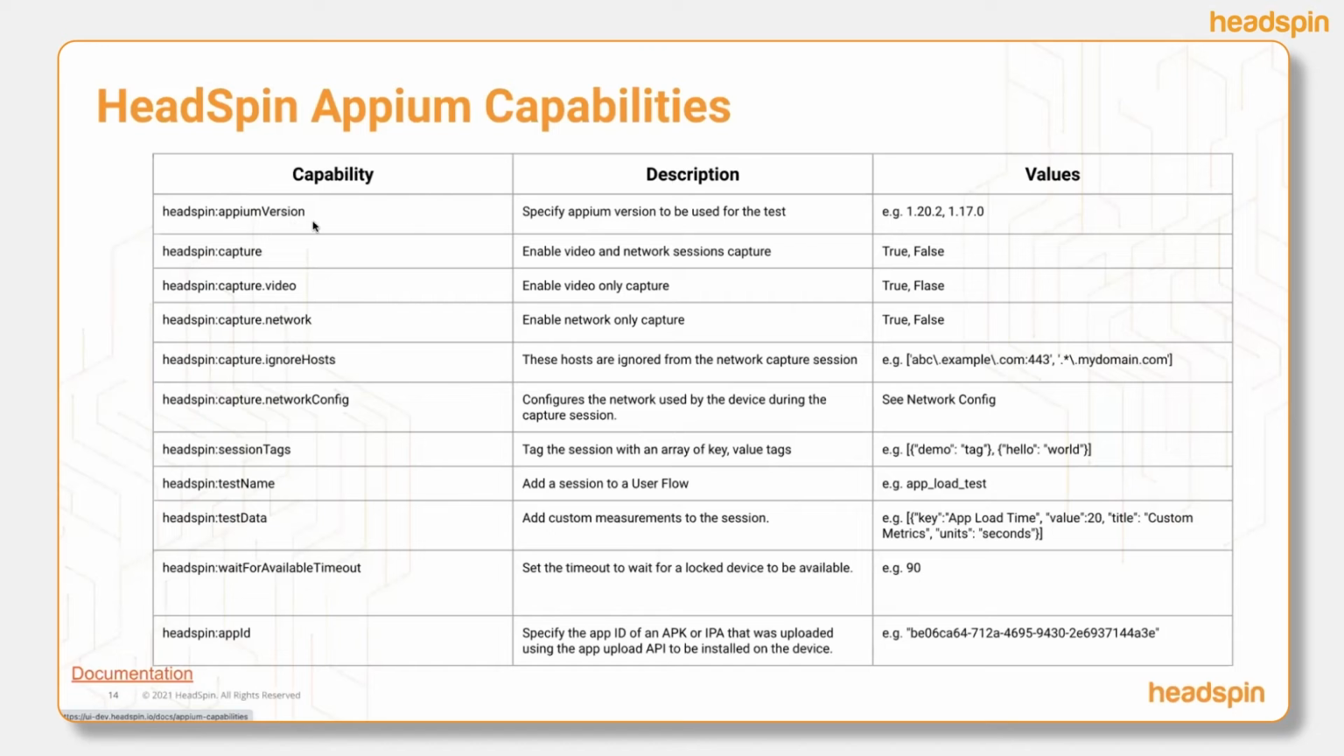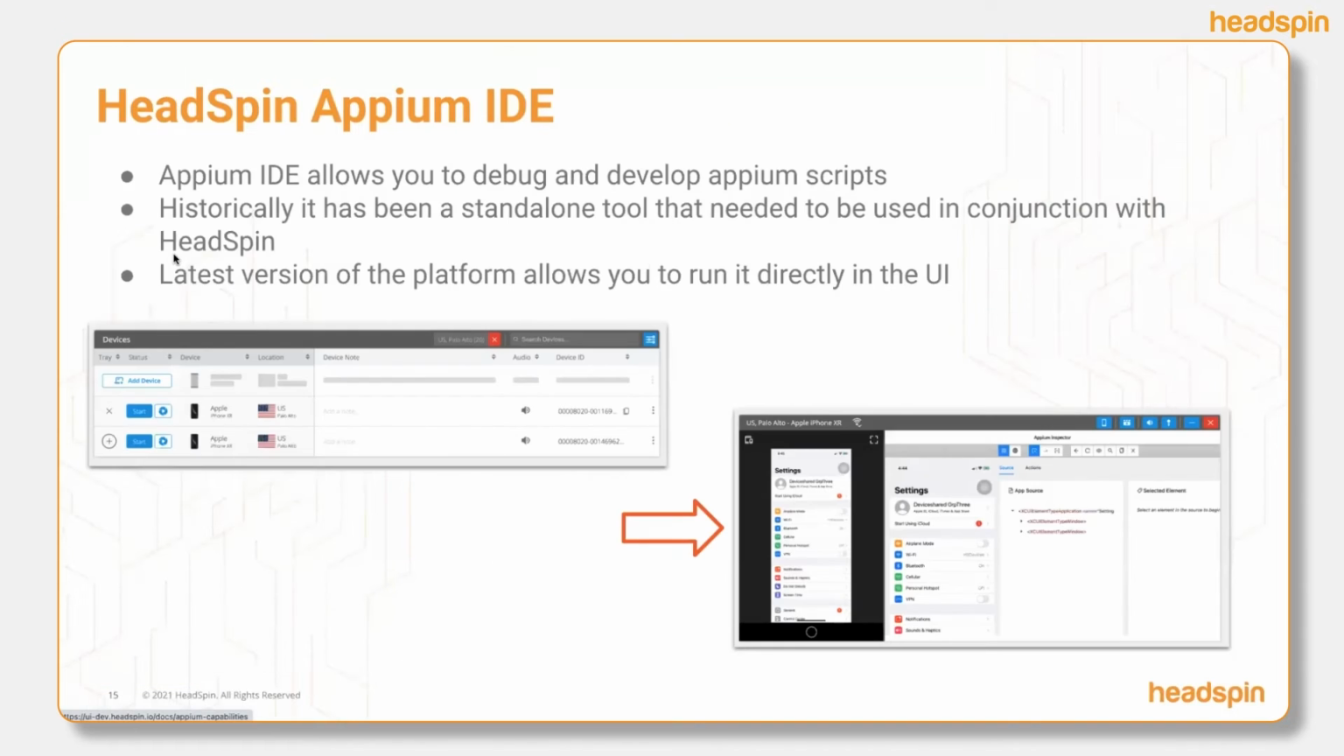So it's just a simple capability. You pass in the version that you want to use inside that capability, and at runtime, we'll use that version of Appium. So you're not locked into a specific version on the platform, and can be very useful for customers. I'd say the next three are some of the most important.